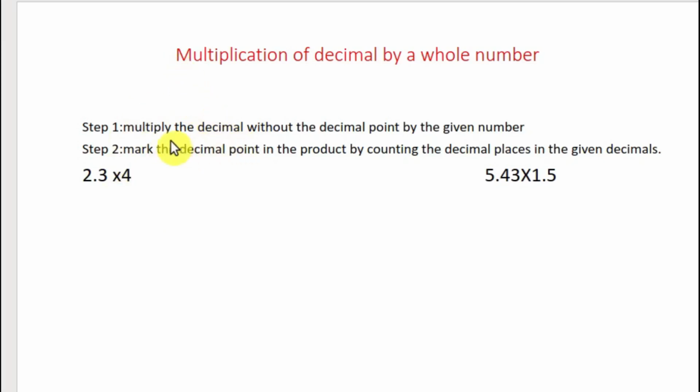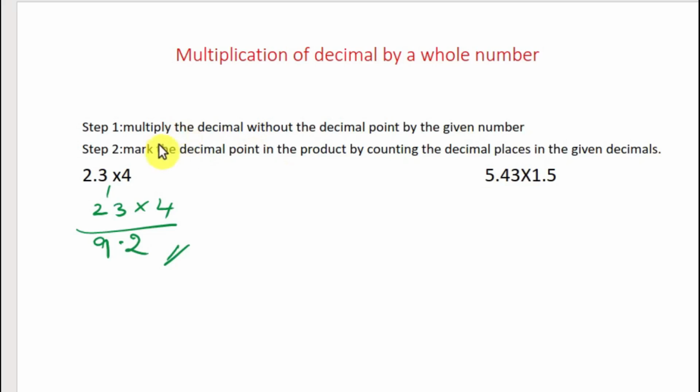Next, multiplication of a decimal by a whole number. Multiply the decimal without the decimal point by the given number. Listen here. First, 23 into 4. As such I'm multiplying. 4 3s are 12, 1; 4 2s are 8, 9. Okay. Here, how many decimal places? 1 decimal place. So, 1 point. So, what is the answer? 9.2.